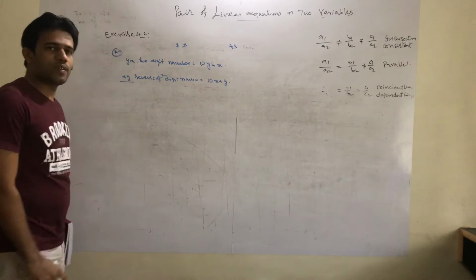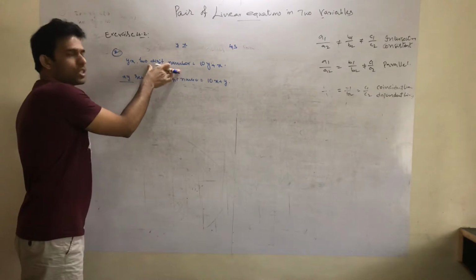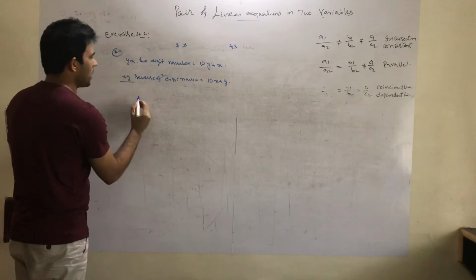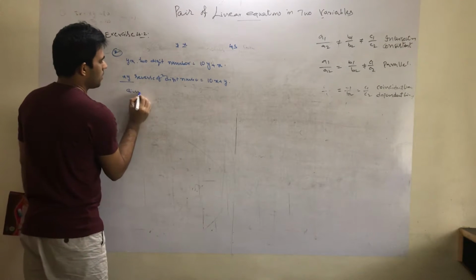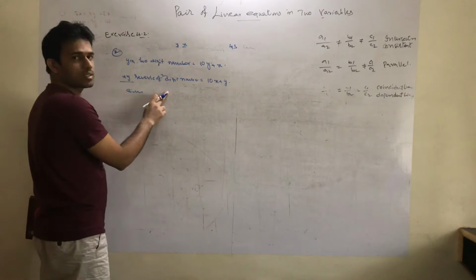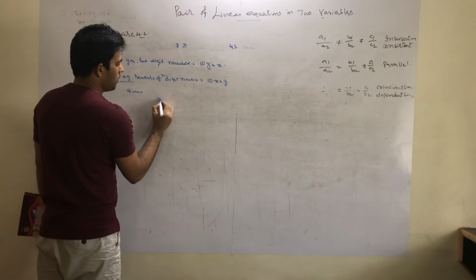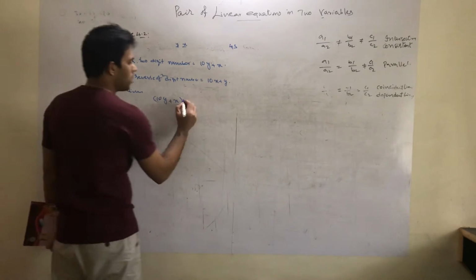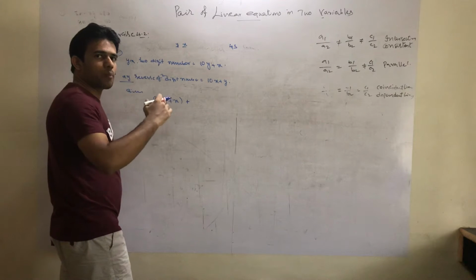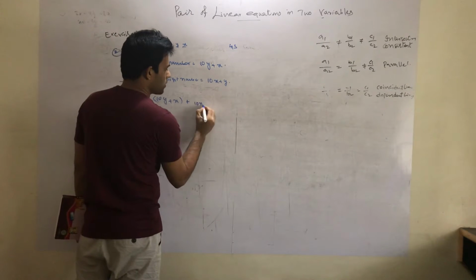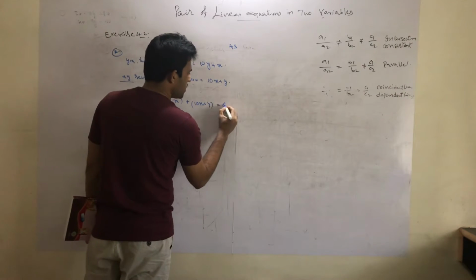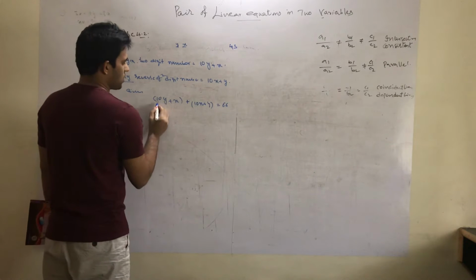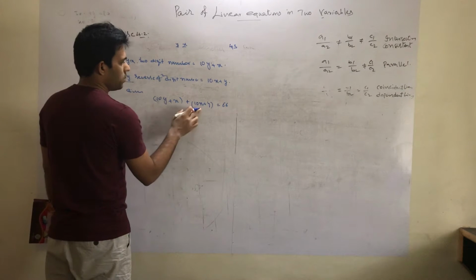And the statement given is that the sum of these two, the two-digit number plus the number obtained by reversing the number, is 66. That means the sum of this plus this. So that is 10y plus x, the two-digit number, plus the number obtained by reversing it, that is 10x plus y, that is 66. Okay. Now let's solve the equation.